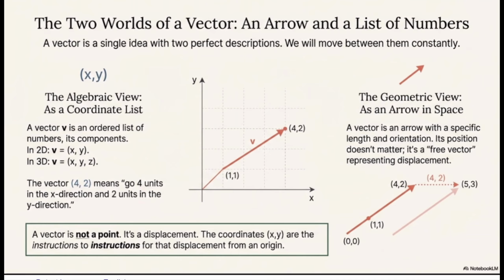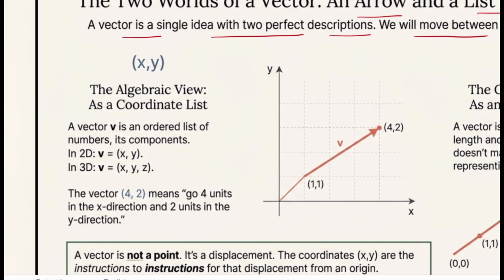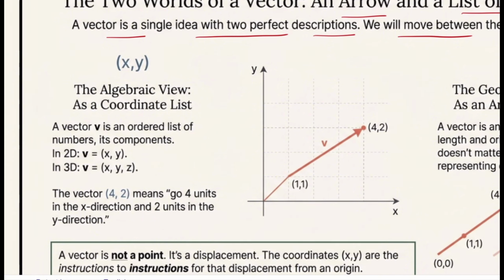The two views of a vector: an arrow and a list of numbers. A vector, as we just talked about, is a single idea with two perfect descriptions, and we are going to move between them constantly. The very first definition of a vector is the algebraic view, as a coordinate list. If you remember from previous chapters, we had the coordinate plane with x and y, and by having two numbers, we could find or visualize a point. But right now, we are going to move one step further, and we say that vector v, which we can call anything we want, is an ordered list of numbers, its components.